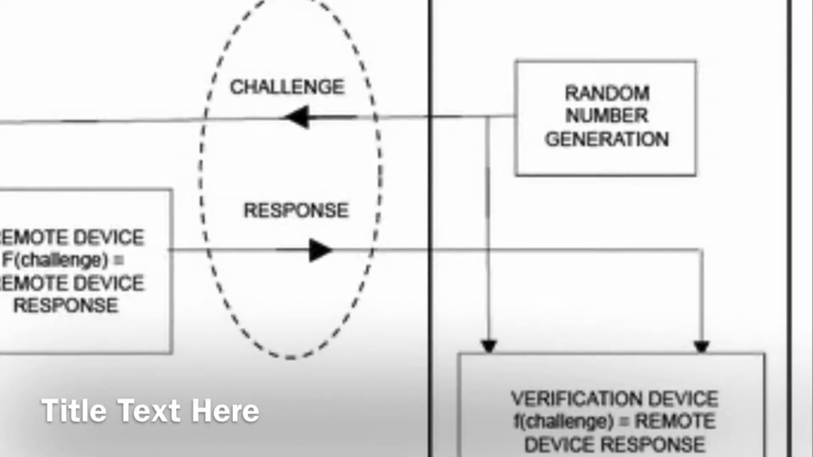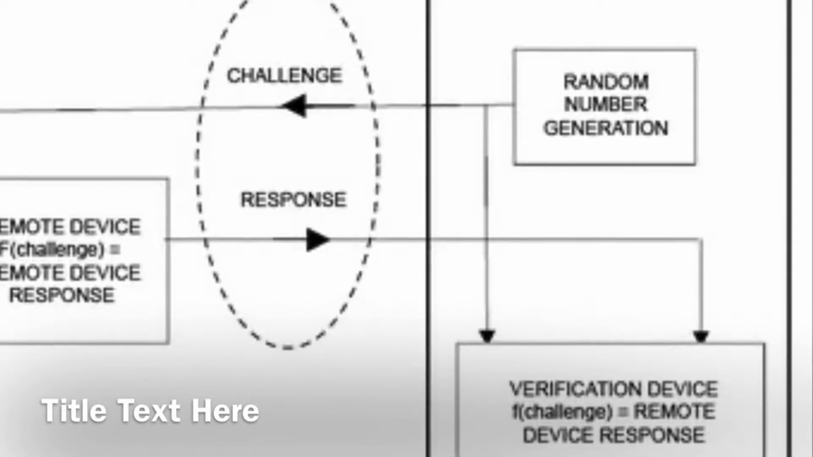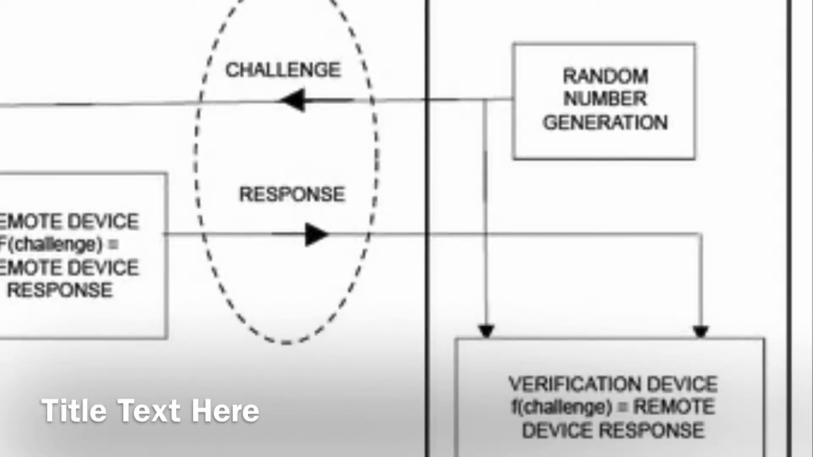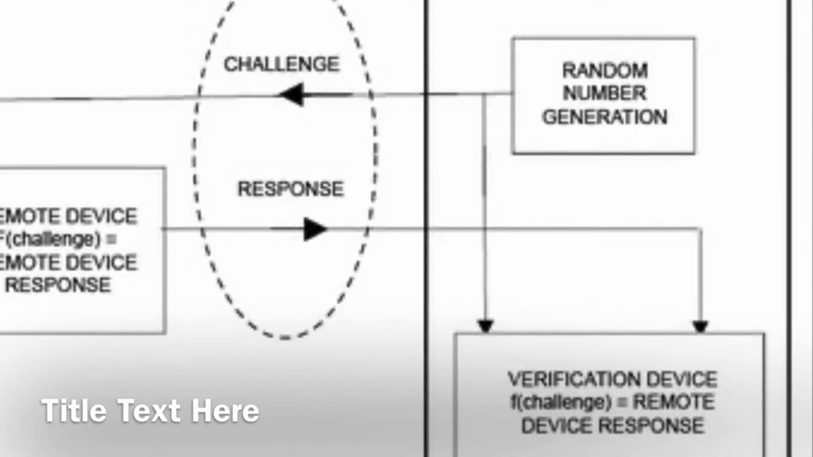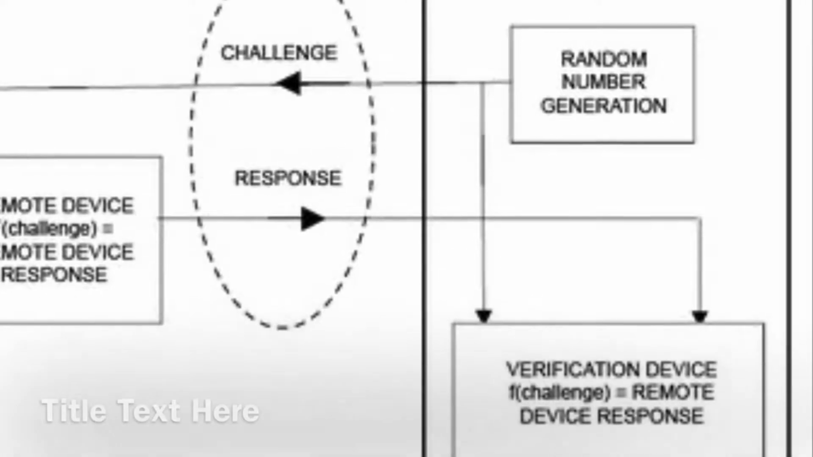On the other side, the server is doing the exact same thing using the same hash algorithm, which will compute the same number, which will allow the user to gain access if both hash values match.